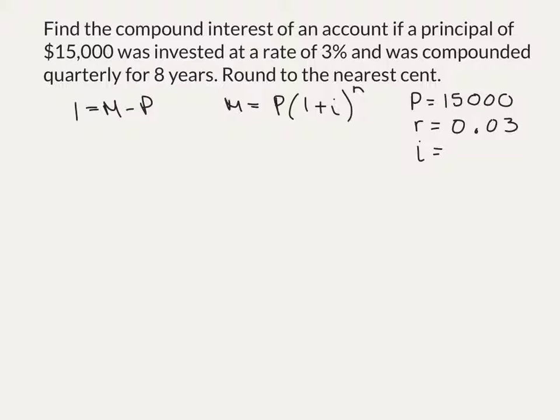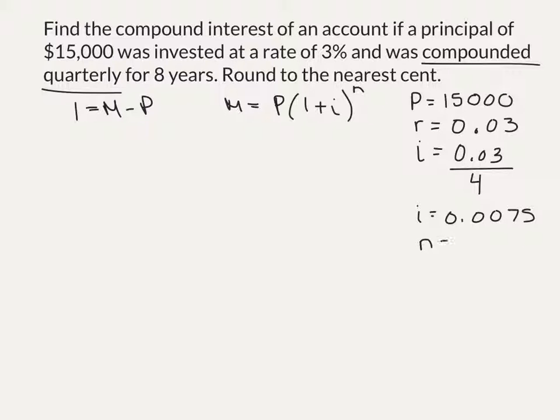The values for P and R are already given. So P was 15,000 and R was 3%, which is 0.03. I is the interest rate per compounding period. To find I, we'll just take the interest rate, which is 0.03, and divide it by the number of compounding periods. This problem tells us that the account is compounded quarterly. Quarterly means 4 times a year, so we'll divide by 4. 0.03 divided by 4 gives us a decimal of 0.0075. So that is our value for I.